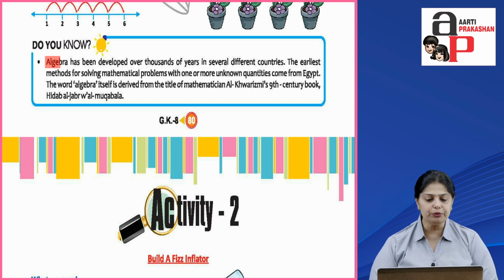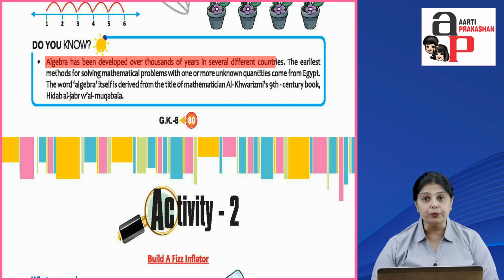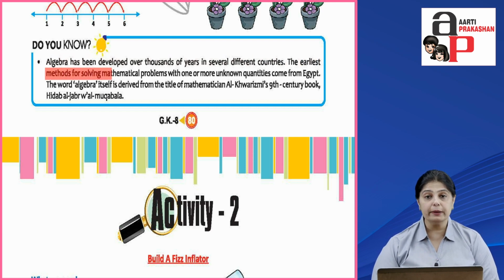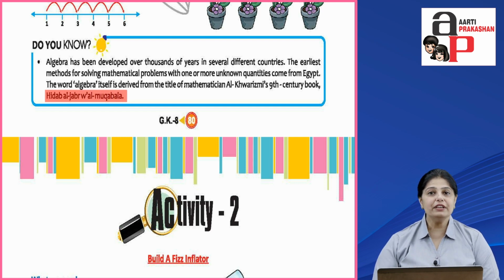Alright. So children, do you know algebra has been developed over thousands of years in several different countries. The earliest methods of solving mathematical problems with one or more unknown quantities come from Egypt. So it has come actually from Egypt. Okay. So the word algebra itself is derived from the title of mathematician Al-Khwarizmi's 9th century book, Hisab al-Jabr wal Muqabala. So when we do algebra, have you ever thought that this is how it was discovered? Okay, so now you know, and you must share this knowledge with others as well.